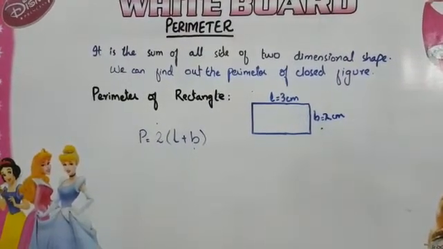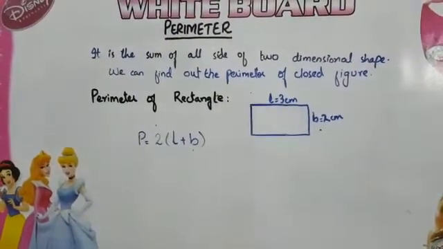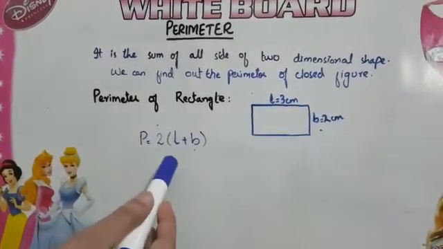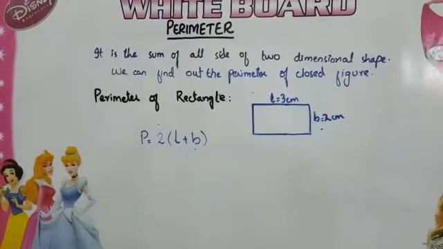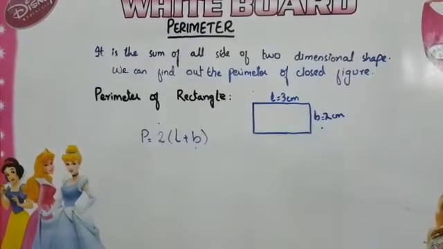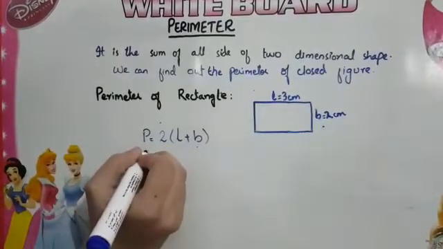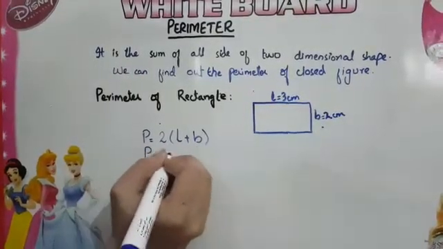If you have to find out the perimeter of a rectangle, the formula is perimeter equal to 2 into (length plus breadth). If the length of a rectangle is 3 cm and the breadth is 2 cm, just put the value of length and breadth.